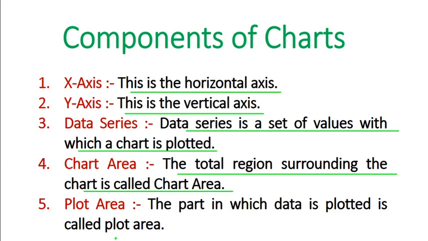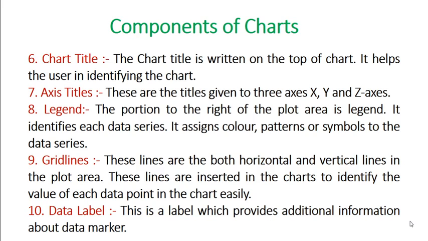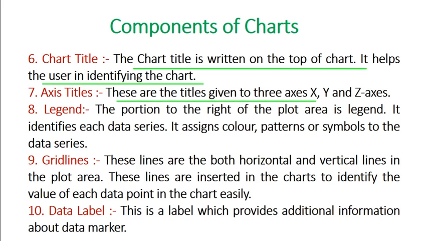Good. Next is the plot area. The part in which data is plotted is called plot area. The sixth component of chart is the chart title. What is it? The chart title is written on the top of chart. It helps the user in identifying the chart. Seventh, axis titles. These are the titles given to three axes, that is x, y and z axis.